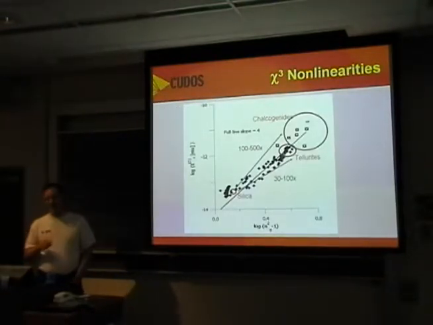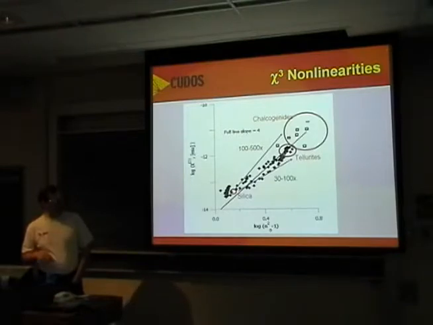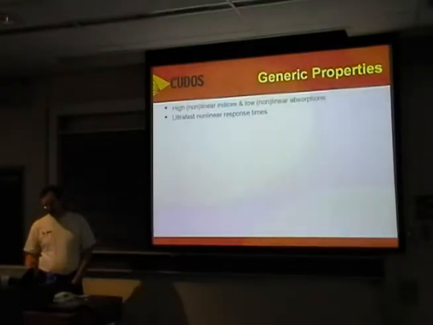Talking about the size of their non-linearities, this is the plot that you saw earlier that shows basically the linear index against the chi3. The tellurides sit somewhere here with about 30 to 100 times the non-linearity of silica, and the chalcogenides sit up here with 100 to 500 times the non-linearity of silica. So those are quite large numbers.